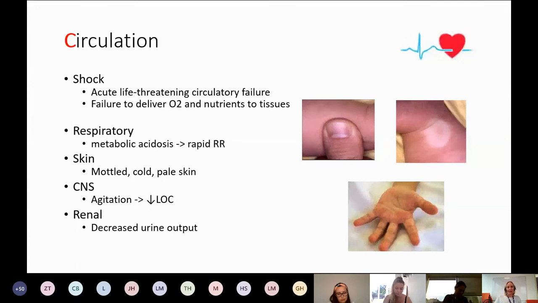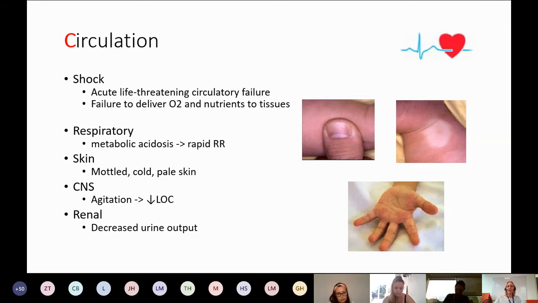A shocked child will present with a rapid respiratory rate because of their metabolic acidosis. They'll present with mottled, cold and pale skin because their perfusion to their skin will be reduced, because the body is trying to keep their circulation and their perfusion to their vital organs. If they're getting worse and they're now unable to perfuse their brain effectively, they may become agitated, and their level of consciousness may become decreased.